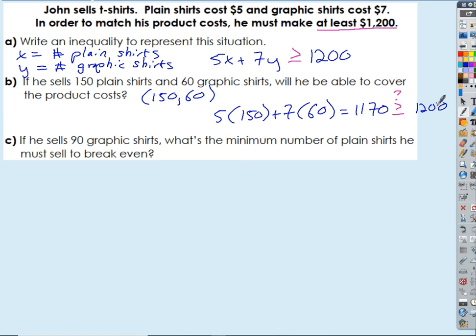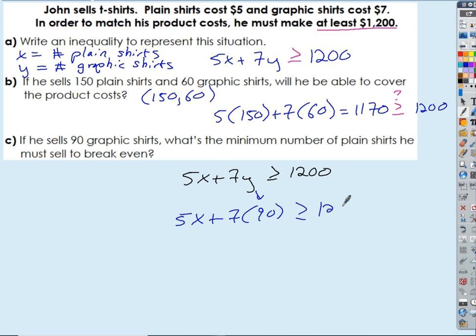What about this other part then? If he sells 90 graphic shirts, what's the minimum number of plain shirts he must sell to break even? So we're trying to solve for what variable? X, yeah, good. This is asking what's x. So we would just start with our original inequality: 5x plus 7y is greater than or equal to 1,200. And what are we plugging in? 90 for y, exactly. So we're going to get 5x plus 7 times 90 has to be greater than or equal to 1,200.